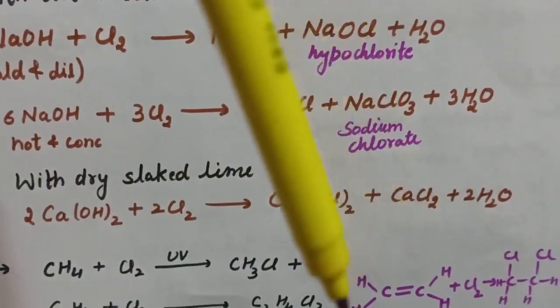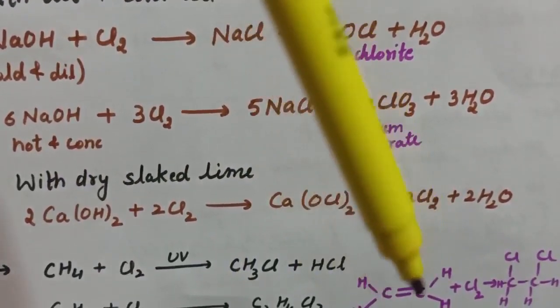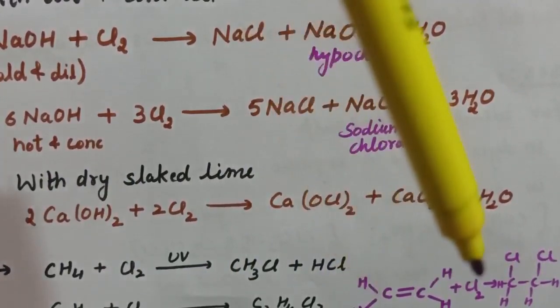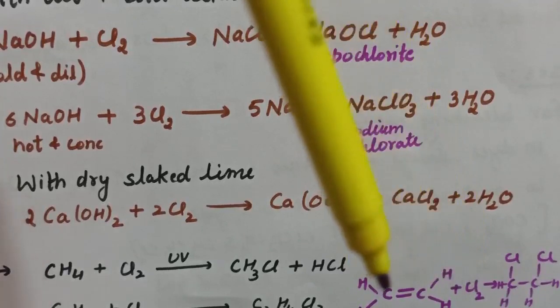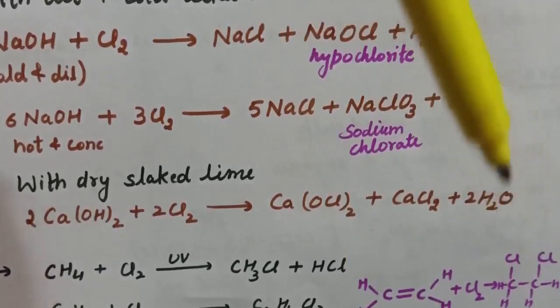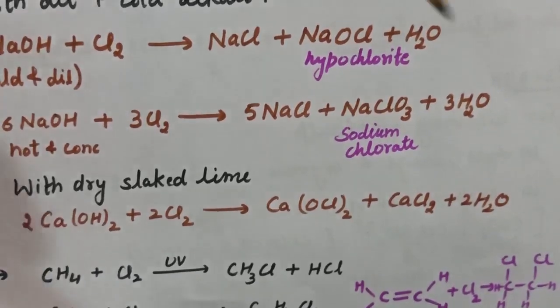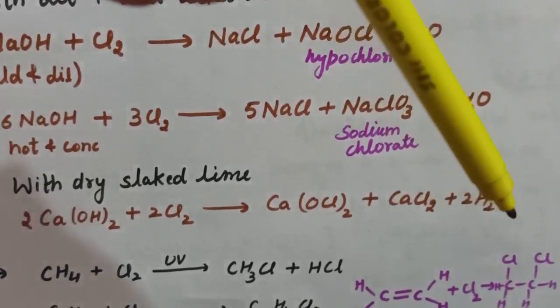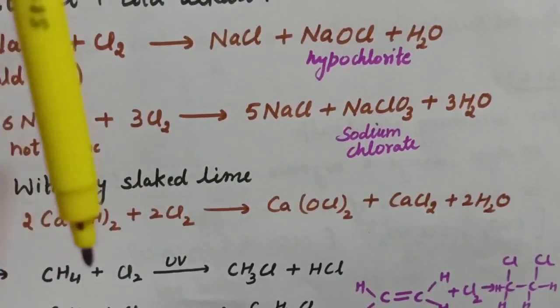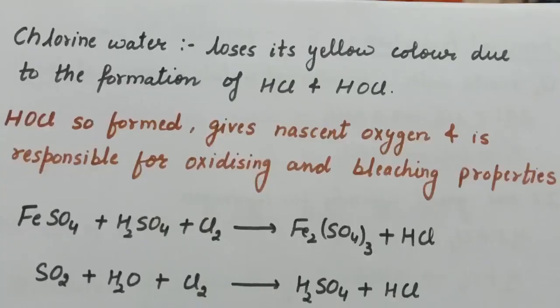This is the formula for ethene, C2H4. Now when we treat this ethene with Cl2, what will happen? This Cl2 will add along the double bond, and here we get a saturated compound, that is 1,2-dichloroethane. So these are the reactions of chlorine with hydrocarbons.